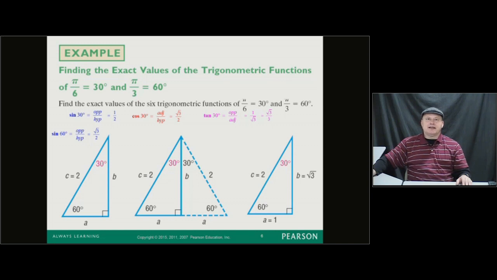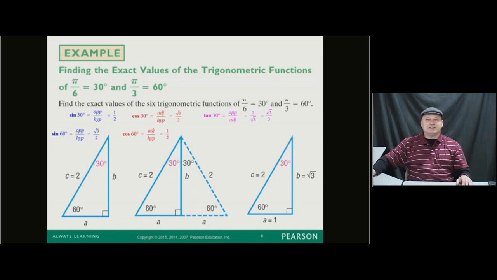So guess what the cosine of 60 degrees is going to be? It should be the same as the sine of 30 degrees, which is 1/2. Let's see. Cosine of 60 degrees is adjacent over hypotenuse. The adjacent side to the 60 degree angle is the 1, and the hypotenuse again is still 2. So it's 1/2. Indeed, cosine of 60 degrees is the same thing as the sine of 30 degrees.